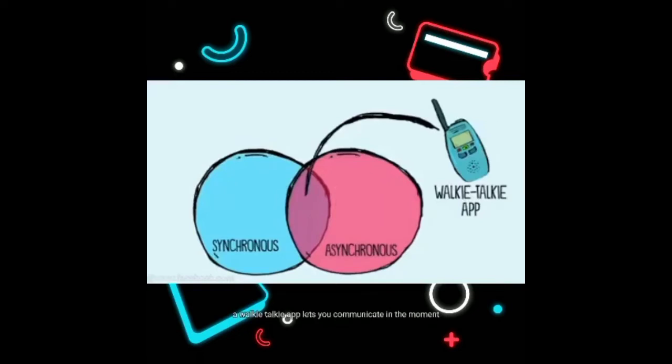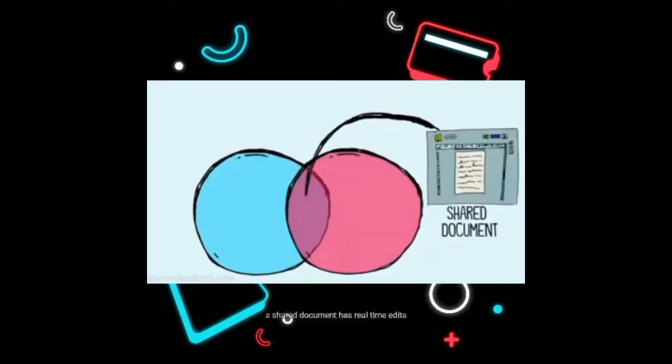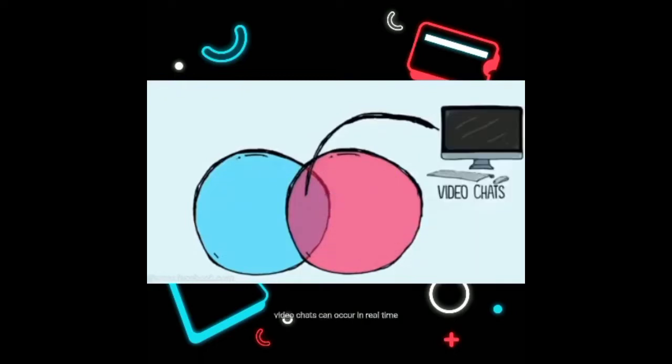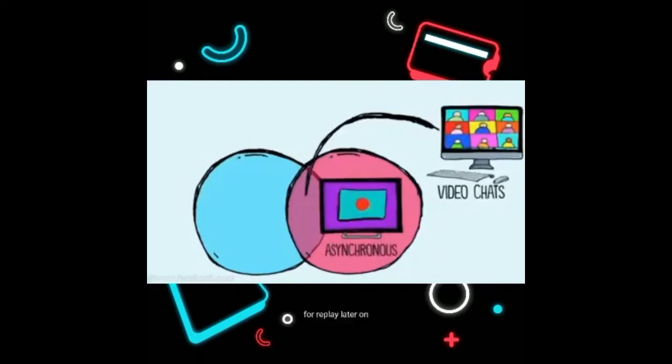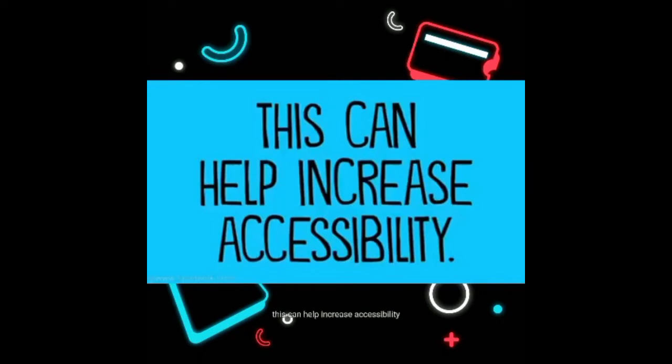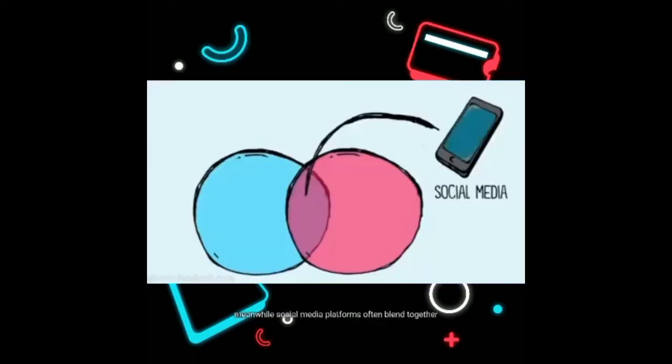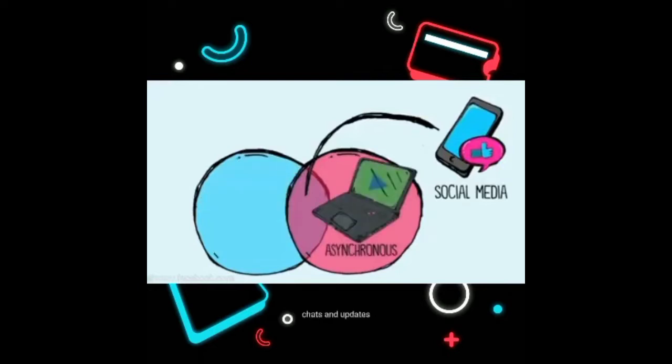Some communication platforms blend together synchronous and asynchronous components. A walkie-talkie app lets you communicate in the moment but listen later and even adjust the speed. A shared document has real-time edits but the comments are asynchronous and there is a permanent record of all annotations. Video chats can occur in real time but then be recorded for a replay later on. This can help increase accessibility. Meanwhile, social media platforms often blend together live and recorded videos, chats, and updates.